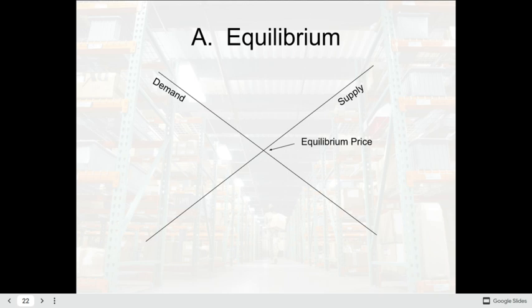And the equilibrium is the intersection of demand and supply when they are graphed. And that is the most efficient place for the price to occur, because the consumers are saving the most and the producers are making the most at that compromised position.